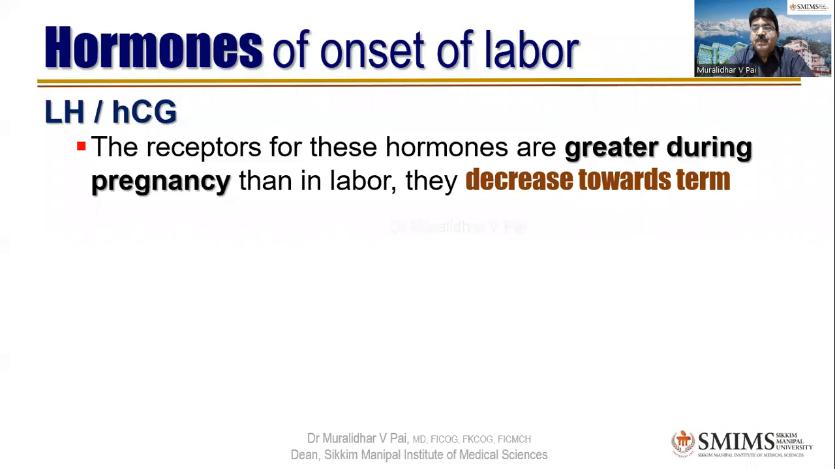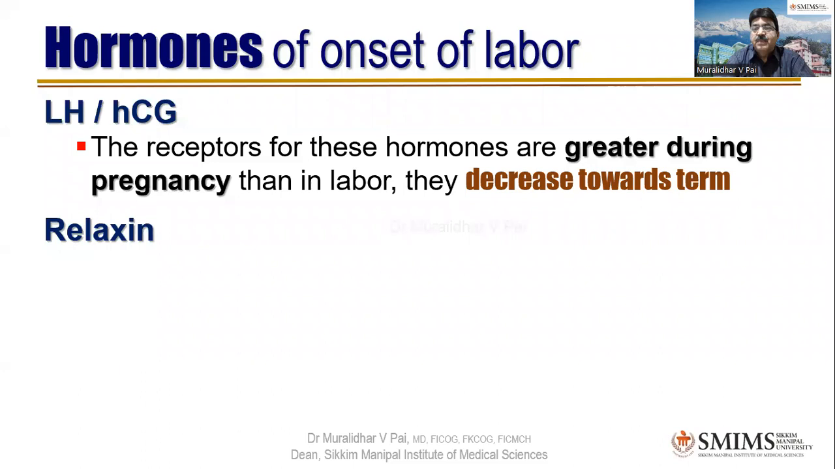They help by sacrificing themselves. That means during labor, they decrease themselves. They go down. And when they go down, then there can be an upper hand of estrogen, right? So LH and HCG, they help indirectly by decreasing themselves towards term, right? Not directly. Whereas relaxin hormone, how does it help?